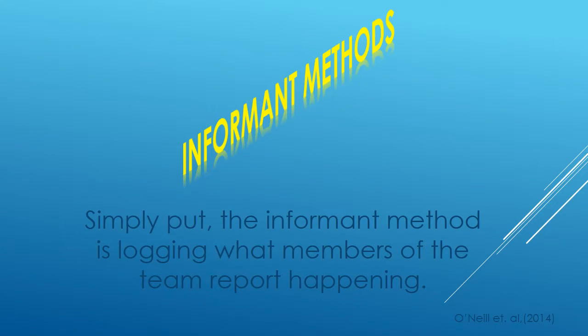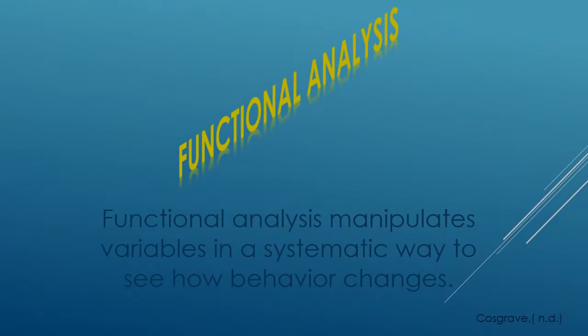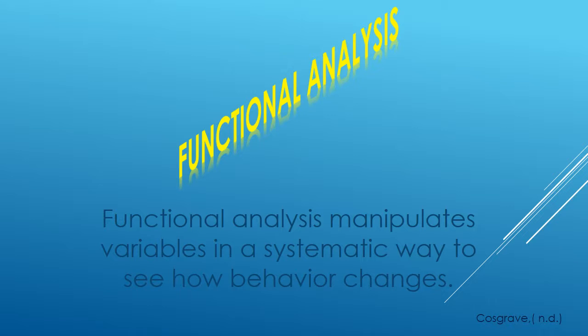The second method, informant method, is simply put logging what members of the team and other observers see happening. Peers can be reporters. A peer may, for instance, see a behavior in the locker room that staff don't see. Functional analysis is the third way in which data can be collected for an FBA. Functional analysis manipulates variables in a systematic way to see how behavior changes.